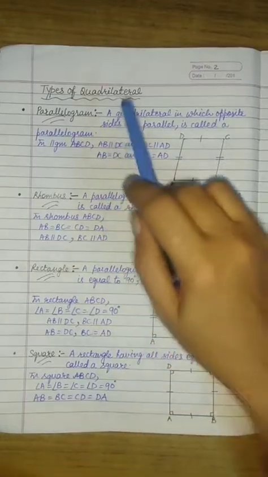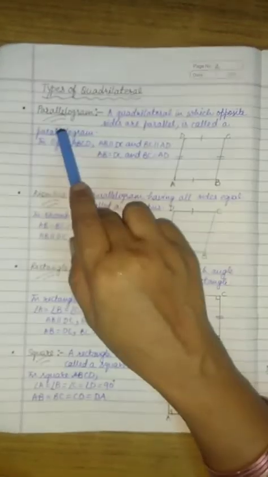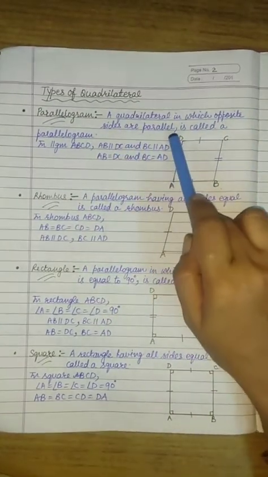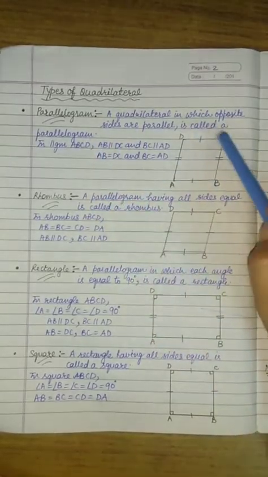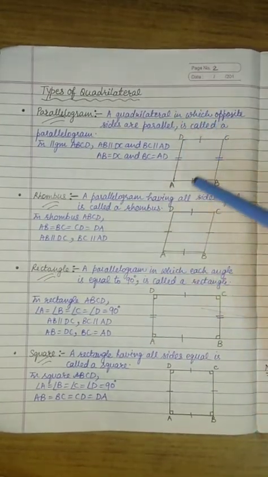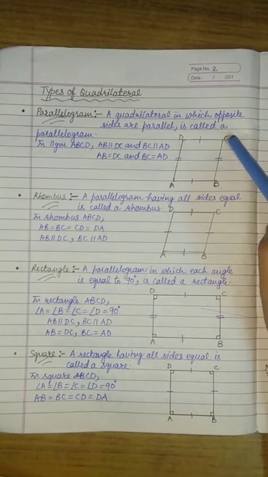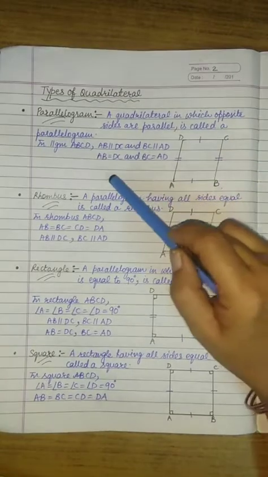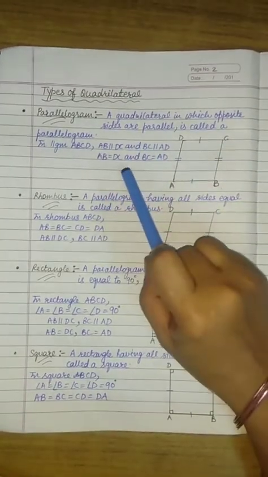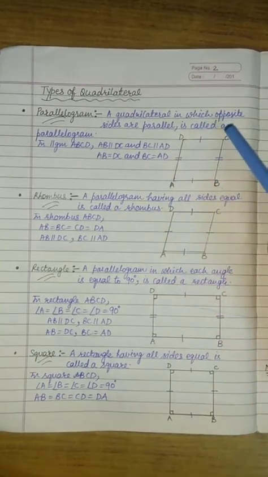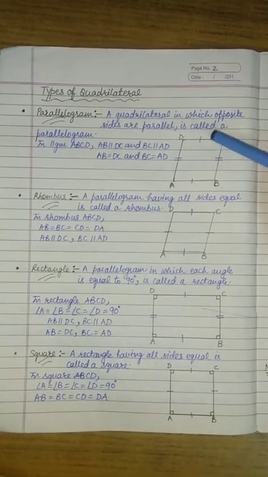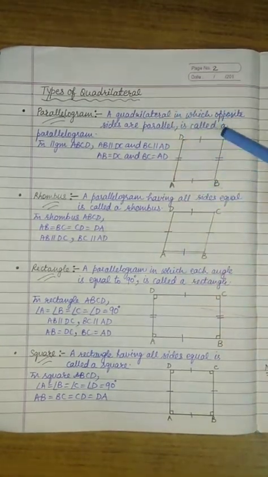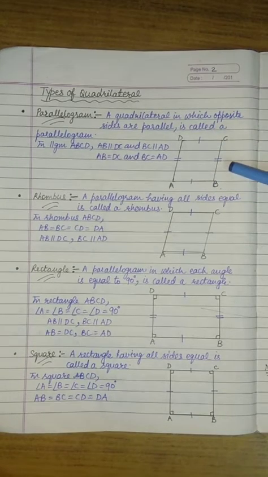Now we will come to know about the types of quadrilateral. The first type of quadrilateral is the parallelogram. A quadrilateral in which opposite sides are parallel is called a parallelogram. In quadrilateral ABCD, AB is parallel to DC, and similarly BC is parallel to AD. Opposite sides are parallel and also equal: AB is equal to DC and BC is equal to AD. So a quadrilateral in which opposite sides are equal and parallel is called a parallelogram.